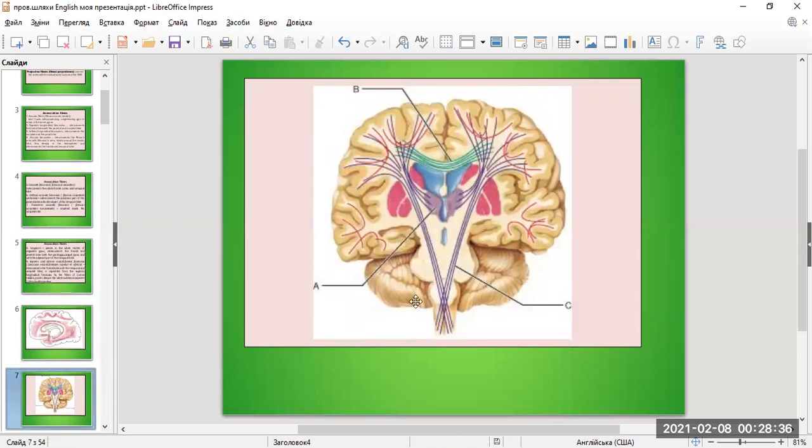In this picture, you can see three types of the neural pathways: fibra arcuate, fibra commissurale, and fibra projectionis.